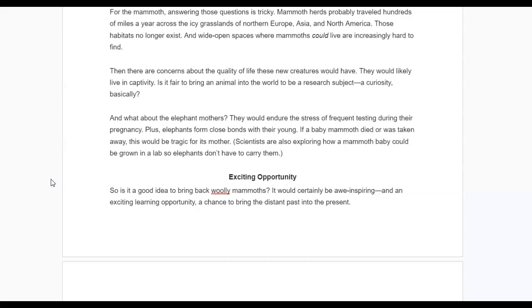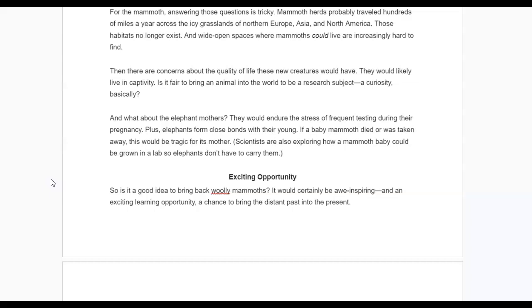Then there are concerns about the quality of life these new creatures would have. They would likely live in captivity. Is it really fair to bring an animal into the world to be a research subject, a curiosity basically? And what about the elephant mothers? They would endure the stress of frequent testing during their pregnancy. Plus, elephants form close bonds with their young. If a baby mammoth died or was taken away, that would be tragic for its mother.